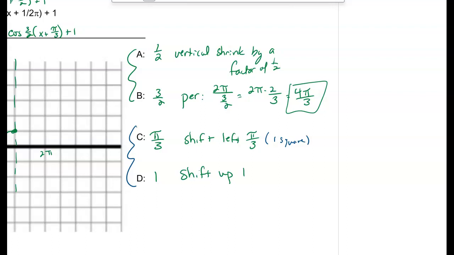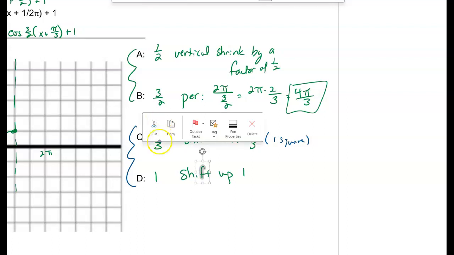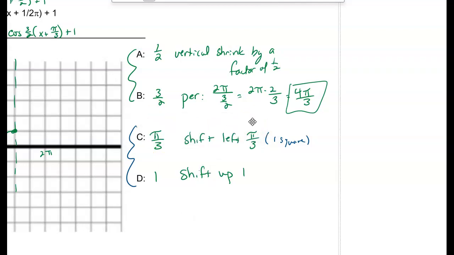Guys, this is the type of stuff. Notice I just put A, B, and C down, and then I describe what happens. Now someone goes, what if I don't have something like C or D? Just say what? None. Right? Or no horizontal shift, or no vertical shift.